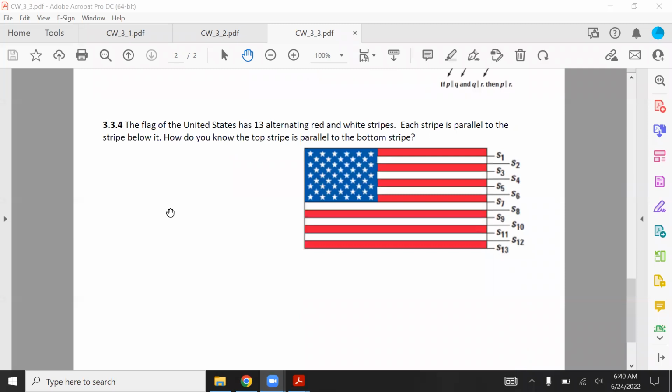And then here we have the US flag. Perfect. We've got the 4th of July coming up pretty soon. Actually, geez, 10 days. Nuts. Just felt like summer started.